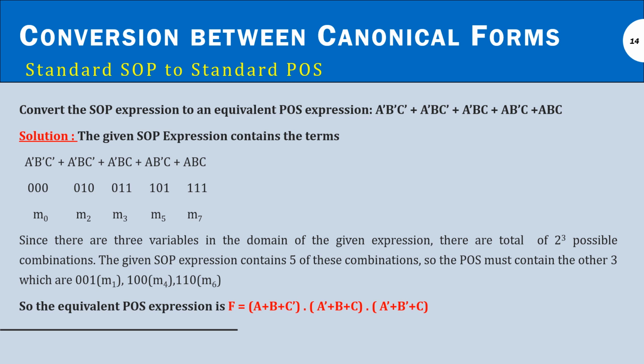Okay, then take the product of these sum terms, we'll be getting the equivalent POS expression. So F is equal to A plus B plus C bar, into A bar plus B plus C, into A bar plus B bar plus C.